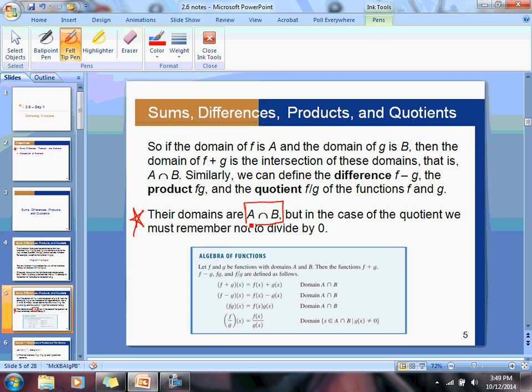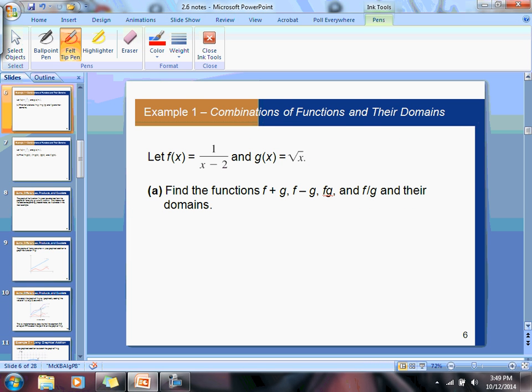Okay, so I think I said that backwards. It's the stuff that's in A and the stuff in B together. The stuff that overlaps. It's not all the stuff in A and all the stuff in B. So we want to find that intersection, the part that overlaps. And remember, when we're dealing with dividing, we can't divide by 0. So we're going to add and subtract and multiply and divide functions today, as well as finding their domains.